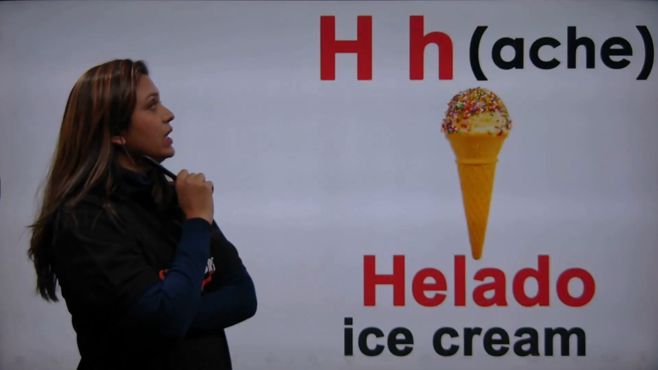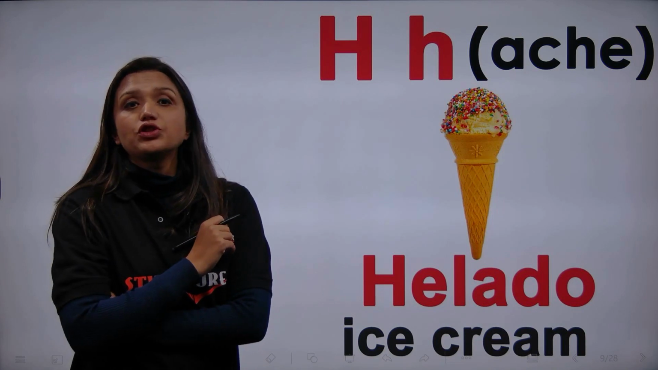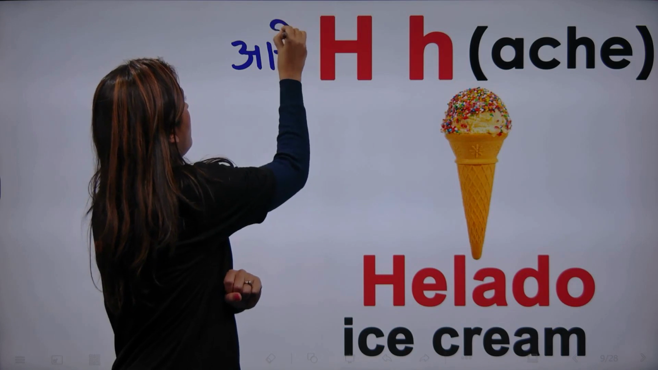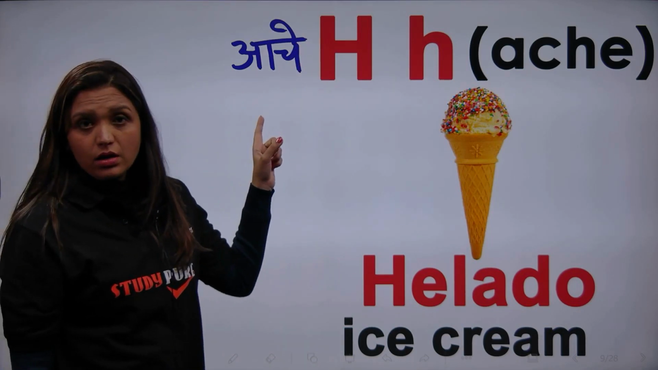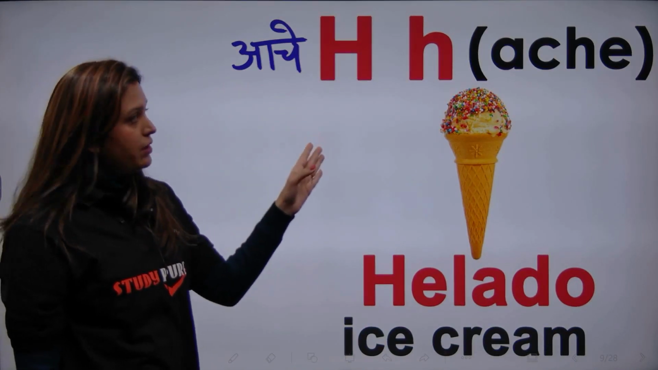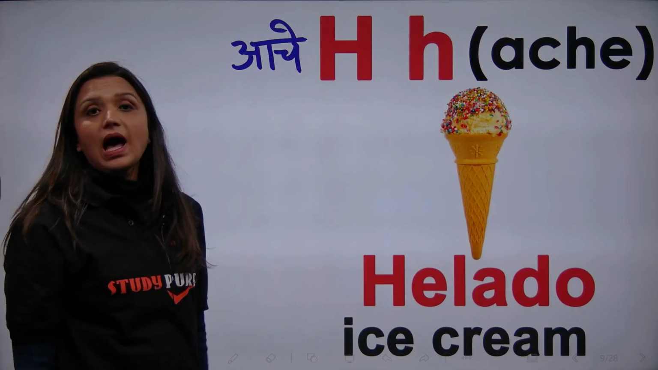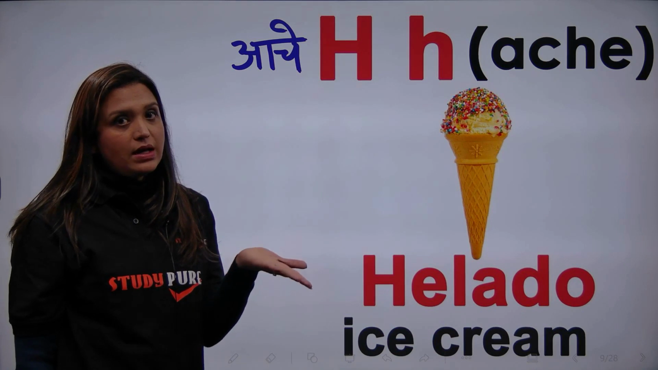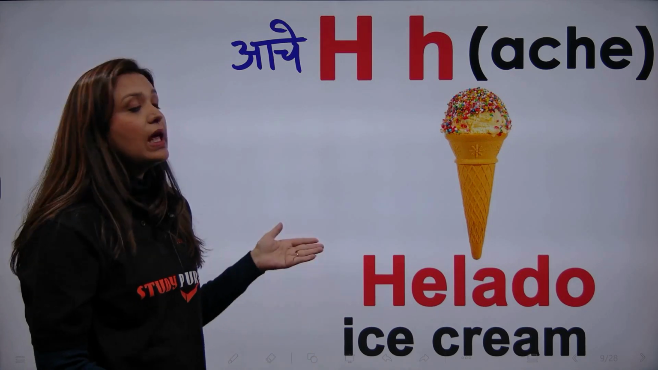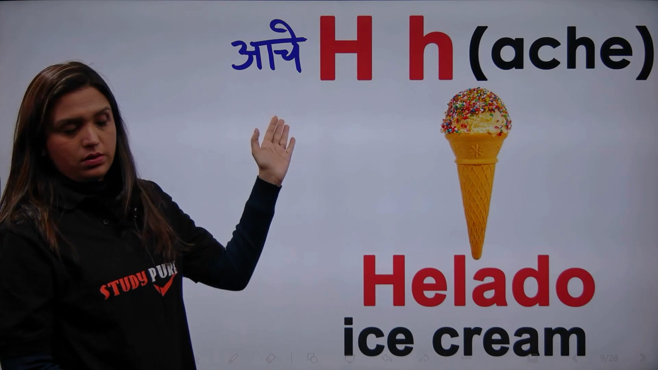Now we have H. H in Spanish is called hache. That's an H in Spanish. H for helado. Helado is an ice cream. H is always silent in Spanish. So therefore, you will not say helado with an H sound. The letter name is hache.